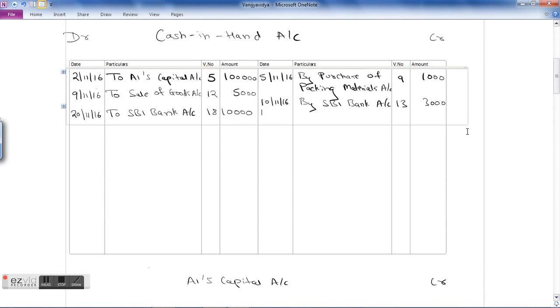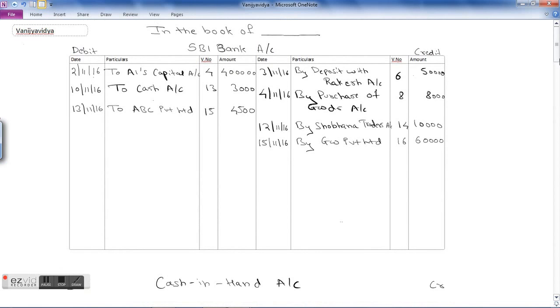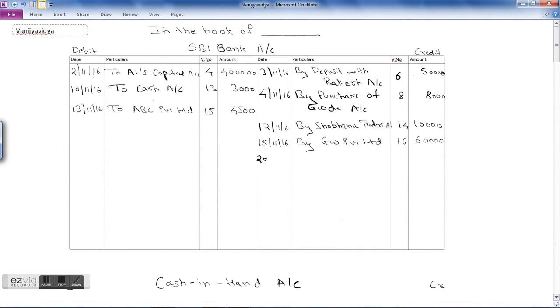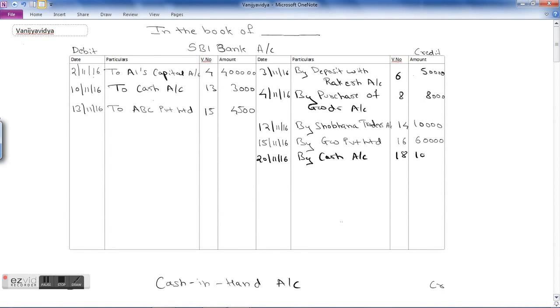The second effect we will give it on credit side of SBI bank account. Credit side, the date of transaction is what? 20/11/2016 by cash account. That voucher number is 18 and amount is 10,000.